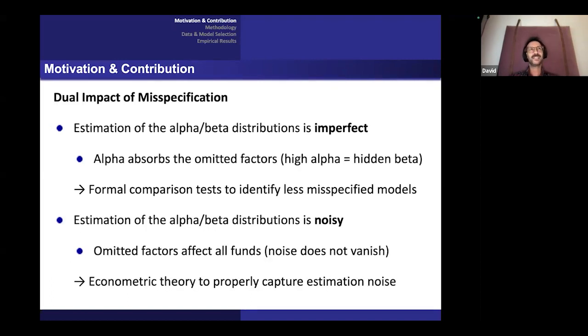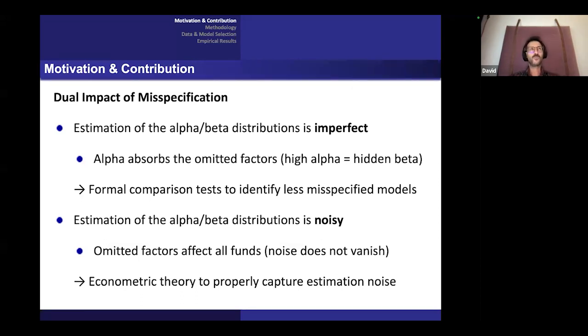Actually, this is what we propose. We show it has a dual impact. On one side, it will first lead to the imperfect identification or measurement of the alpha and the beta part. And here the explanation is pretty simple: if part of the performance is explained by some factor exposure, some beta exposure, and you omit those exposures in your factor model, then it will inflate the alpha component. And as such, you will get a high alpha, which is nothing else than hidden betas.